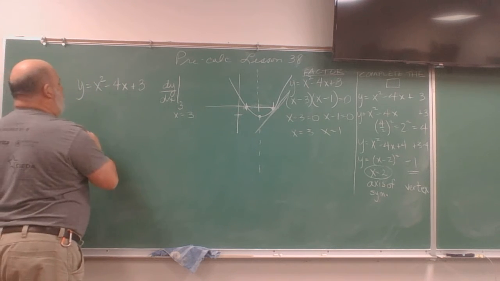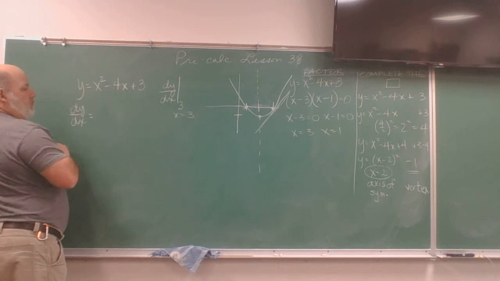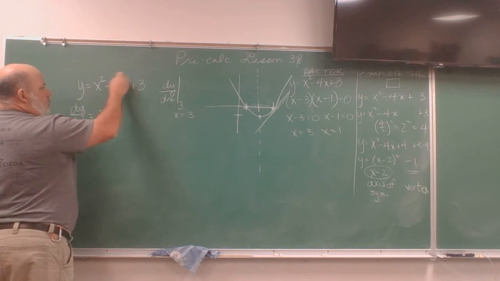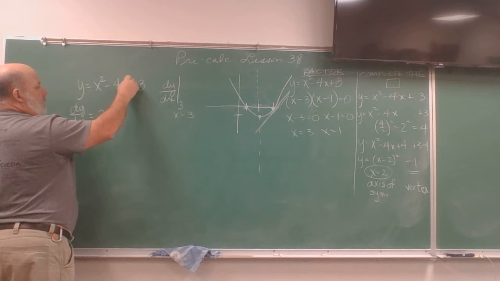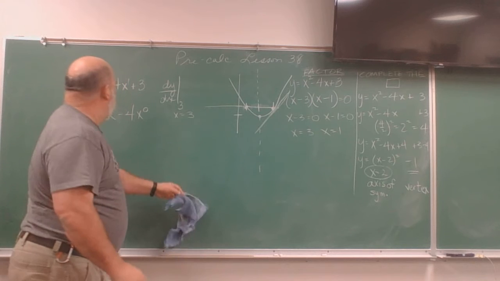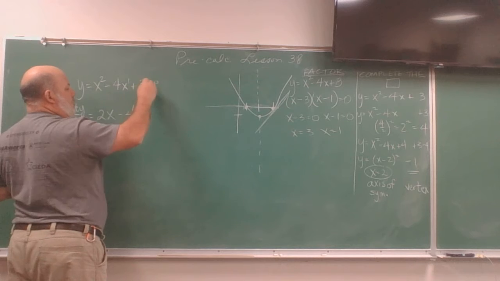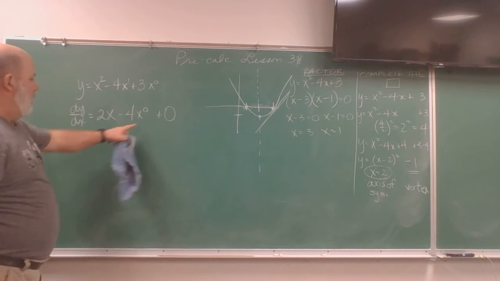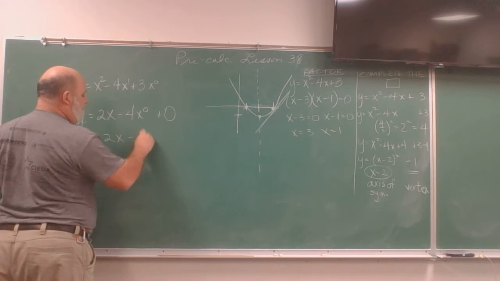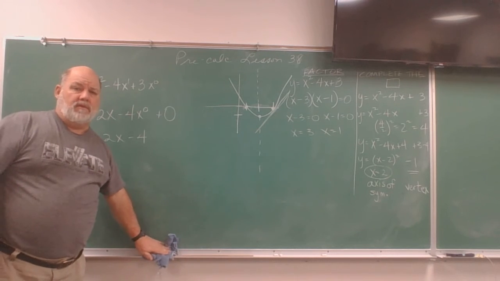So we take the derivative of x squared. So this is dy over dx. That's the definition of slope. It gives me 2x, because the 2 jumps to the front, and minus 4x to the 0. And what is the derivative of 3? Well, that's 3x to the 0, so that's just 0. x to the 0 is 1. My derivative is 2x minus 4. That's the slope of that line. Well, that doesn't look like a slope to me.